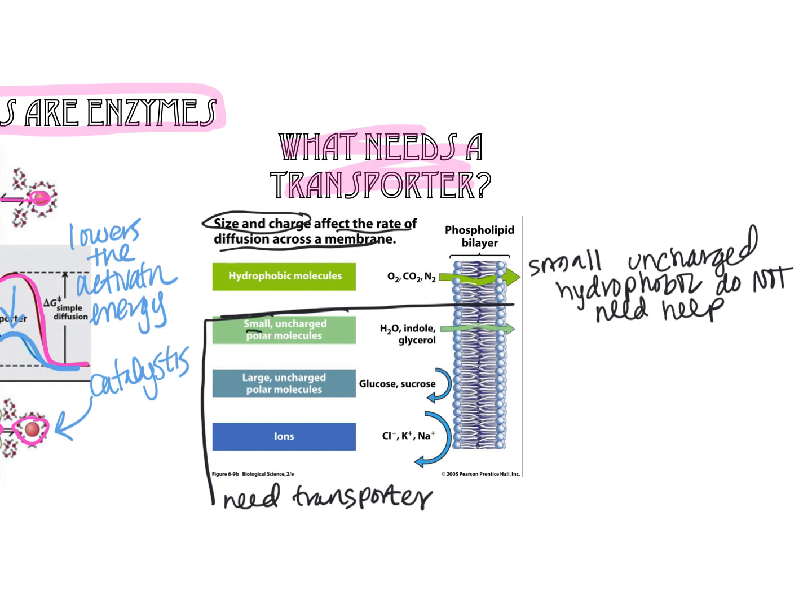Small, uncharged yet polar molecules will move, but it's just really slow. So if you need to get a lot of water across a membrane, it's going to need a transporter. And things that are large, uncharged, and polar, you're going to have a transporter for those. And then ions, which are charged, have to have a transporter. They just do not interact favorably enough with the inside of the membrane to get moved across.